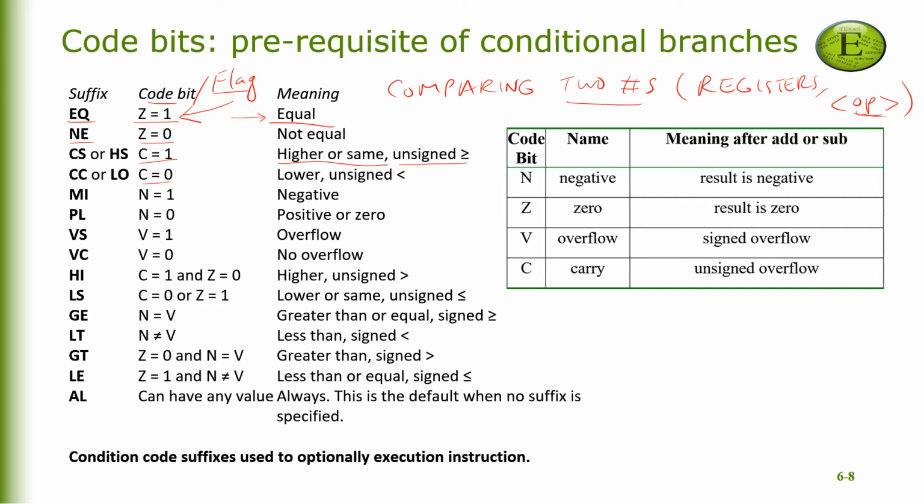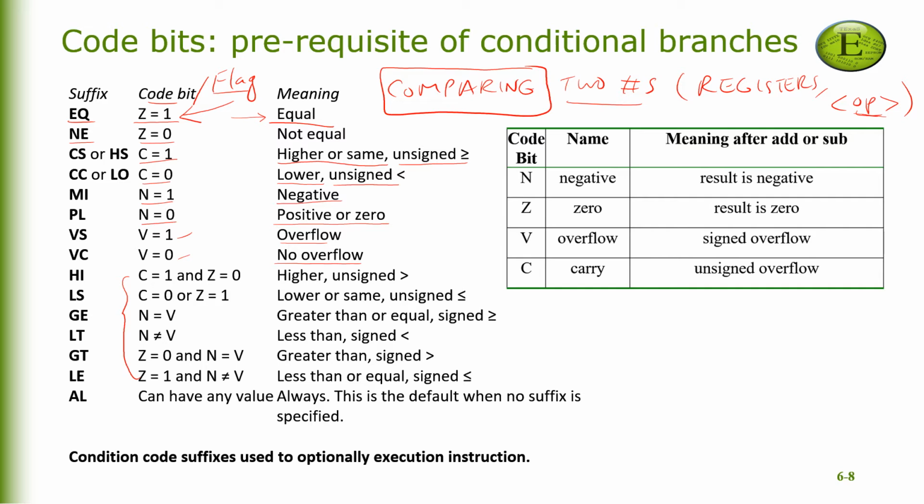Carry bit is equal to 0 when one number is lower than the other number. That's unsigned comparison. So again, the emphasis is on the comparison. Negative bit is set equal to 1 when the number compared to the other is less than, that's negative. If N is 0, then the comparison answer was either positive or 0. Overflow, V equals to 1; no overflow, V equals to 0. And the list goes on.